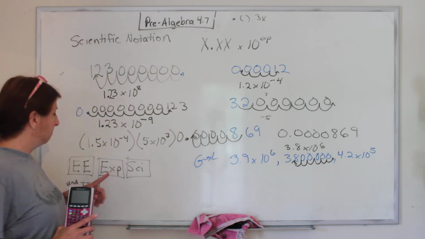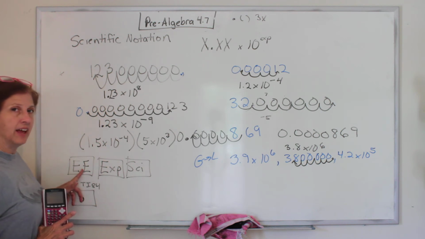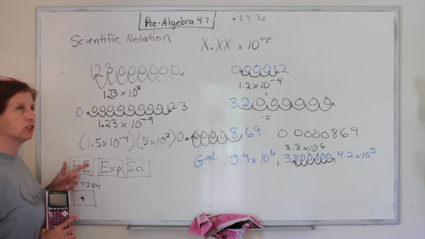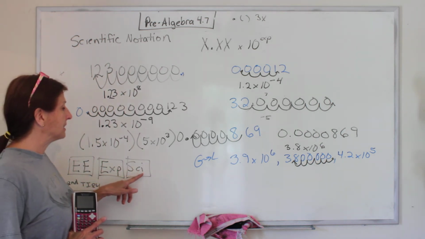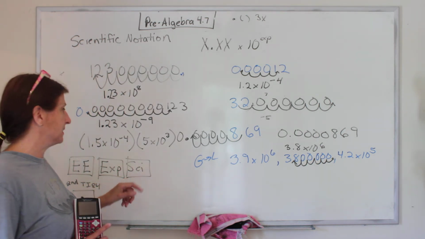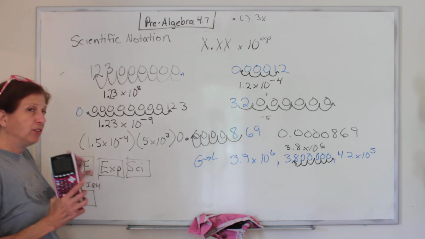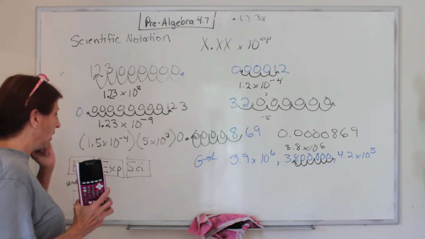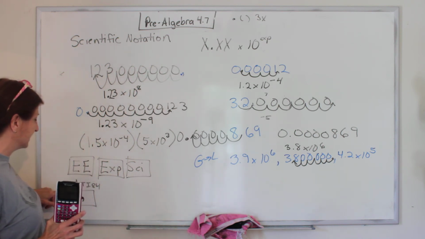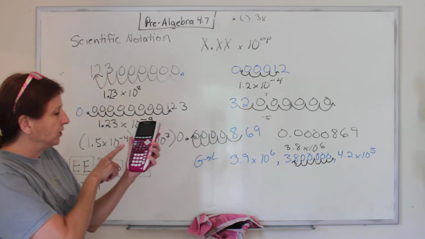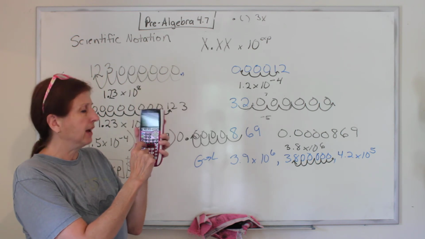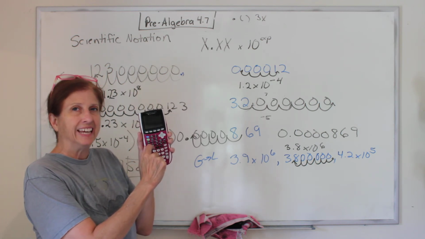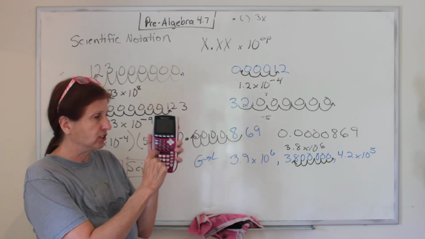You might have a button that says EE. That's for scientific notation. It's for exponential. Or it might have EXP on it. Or it might say SCI if you have a Casio. Okay. If you have the TI-84, yours is found as the second of the comma. If you look at the comma right there, painted on my pink calculator is a capital EE. So that's my scientific notation, all right?